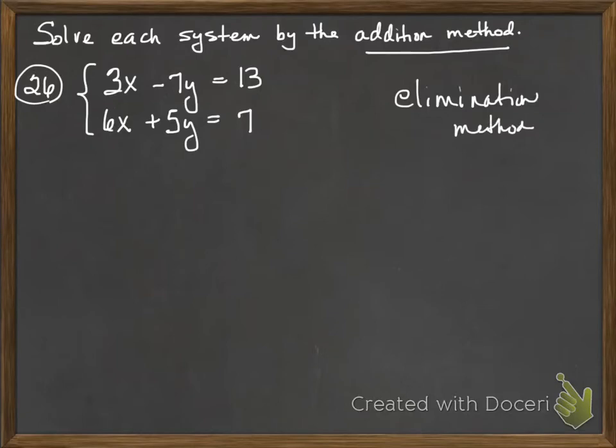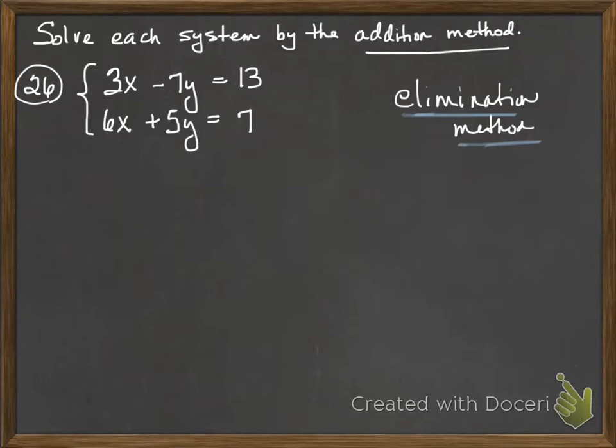That's what your Algebra 1 teacher probably called it. So what you want to do here is you don't want to solve for x or y. That's the substitution method. You want to try to get your x's to cancel or your y's to cancel. We can do that by multiplying through either equation or sometimes both equations by a number.